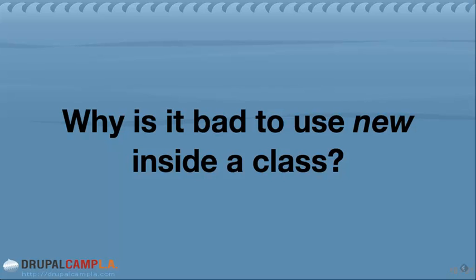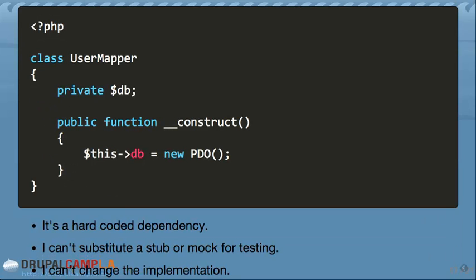Let's talk about why it's bad to use new inside a class. Here's an example where we didn't use constructor injection. We've got a mapper. It needs to connect to the database, so we create the database connection right in there. The problem here is if my database server isn't working, this class is going to throw an exception. So how do I unit test that? By using constructor dependency injection, I can put in a mock PDO adapter here, and I'd be able to test the rest of the class.